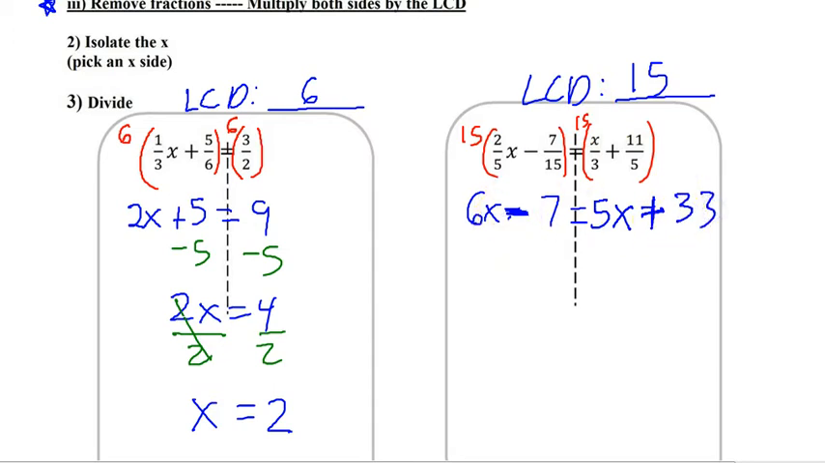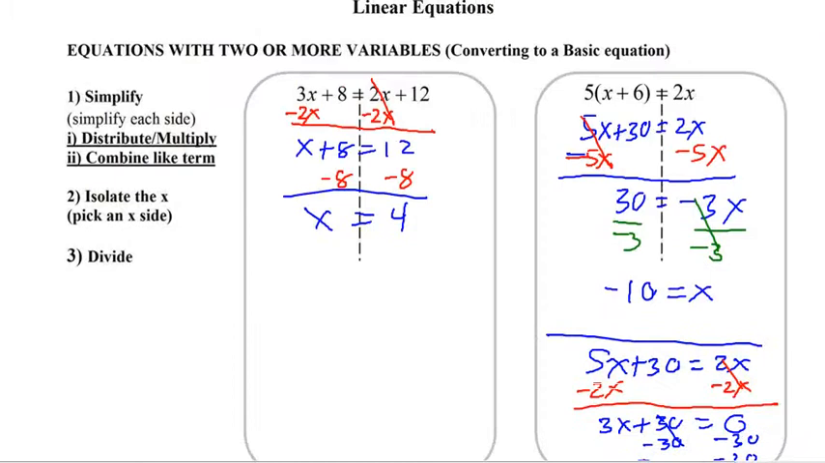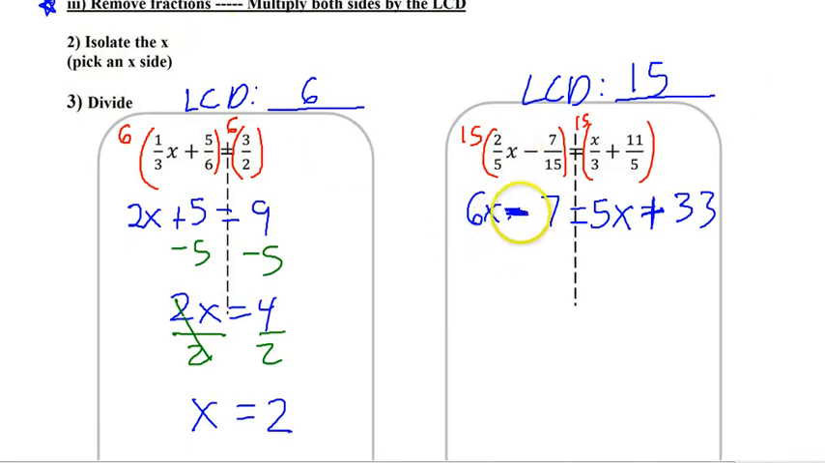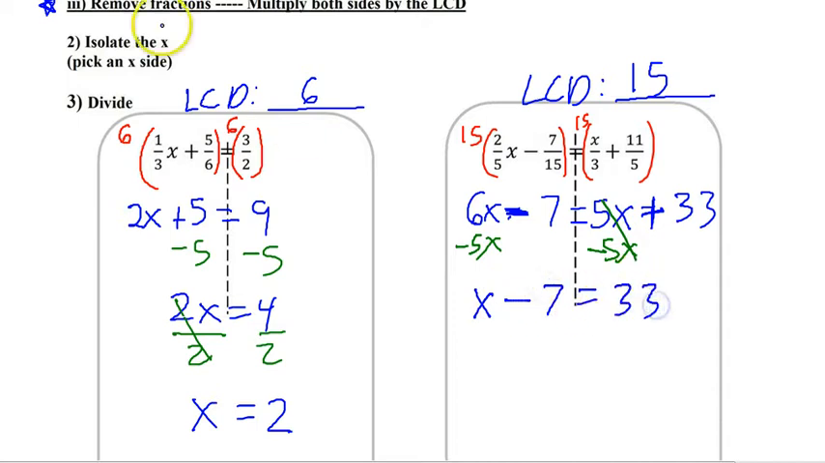So this is like a two-sided equation that we had here, just like these, which means we need to pick an x side. So we're going to put all the x's on the left because there's more over there. I just like doing it that way. So we're going to put minus 5x, minus 5x's. So 5x's on one side taken away, and we're going to take away 5 on the other. So that gives us 1x. And then we can just solve this one. Plus 7, plus 7. So x equals 40. And that's it.